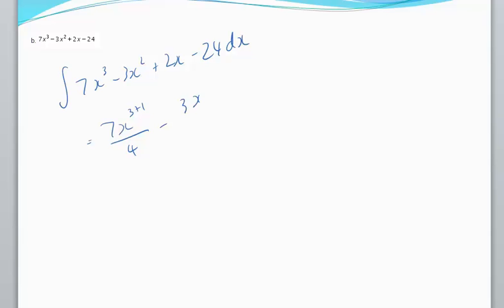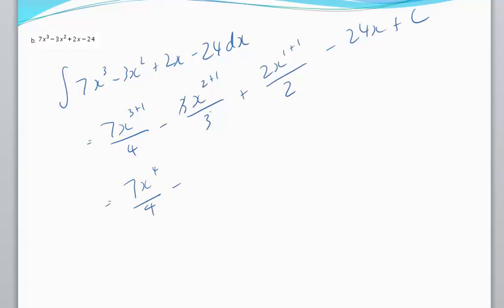Moving on to b, same thing, different numbers. Here I want to integrate 7x cubed minus 3x squared plus 2x minus 24. So we have 7x to the power of 3 plus 1, divided by that 4, minus 3x to the power of 2 plus 1, divided by that 3, plus 2x to the power of 1 plus 1, divided by that 2, minus 24x plus our constant c. That is 7x to the power of 4 divided by 4, minus, our 3's will cancel, so x cubed, our 2's will cancel, plus x squared minus 24x plus our constant c.